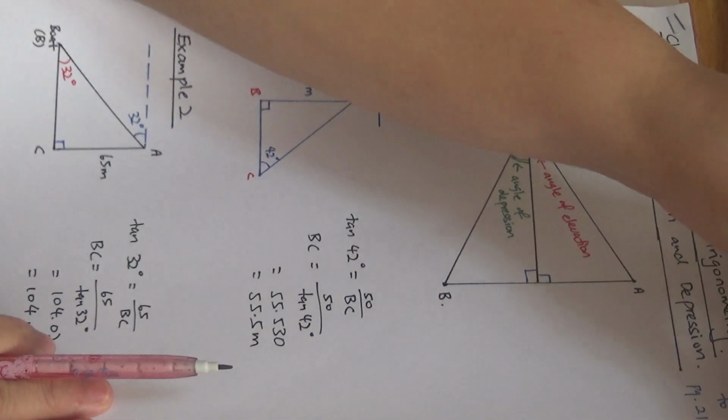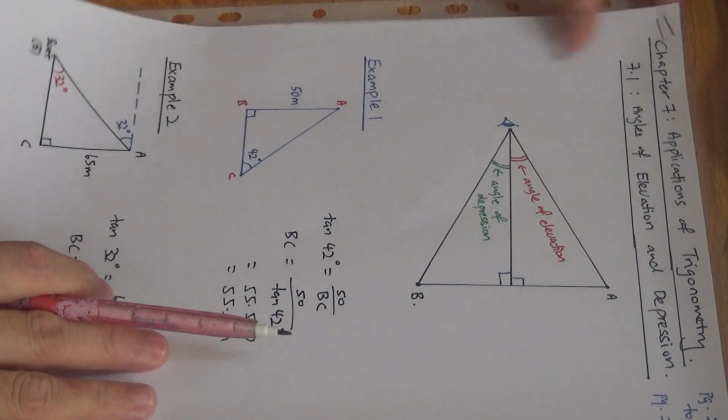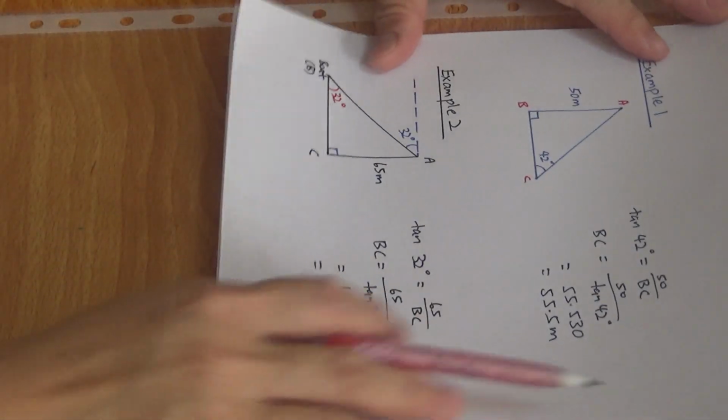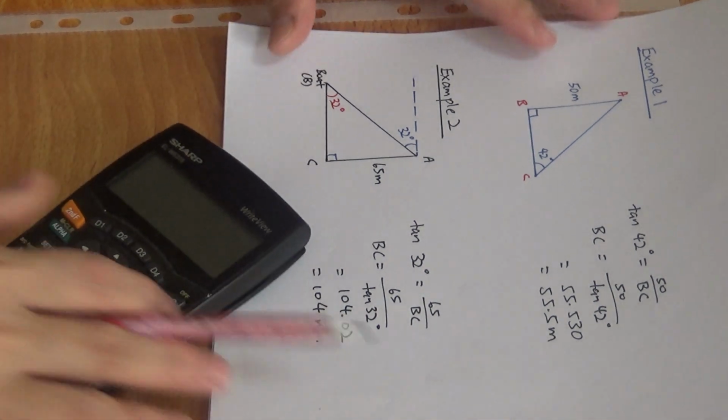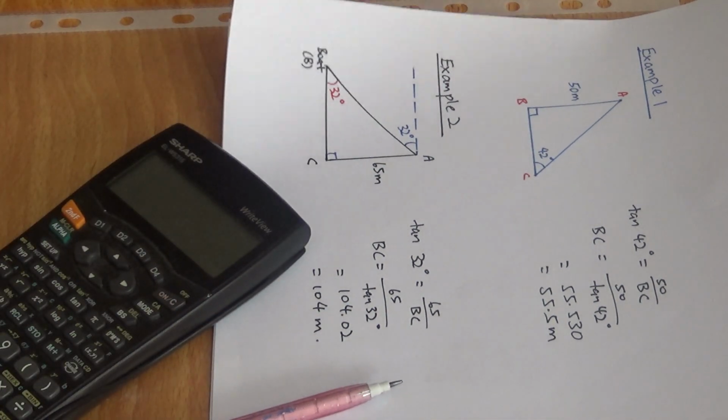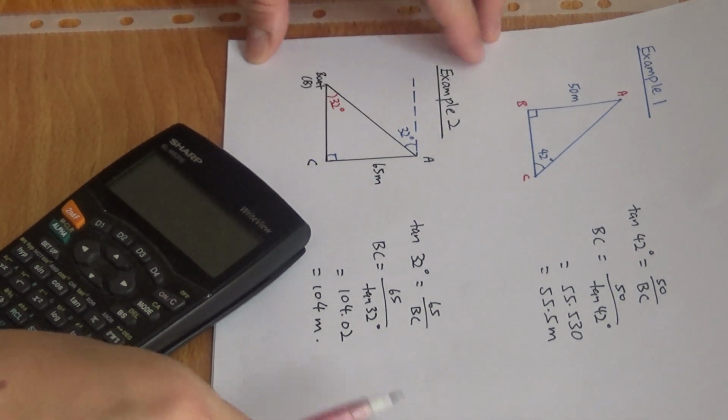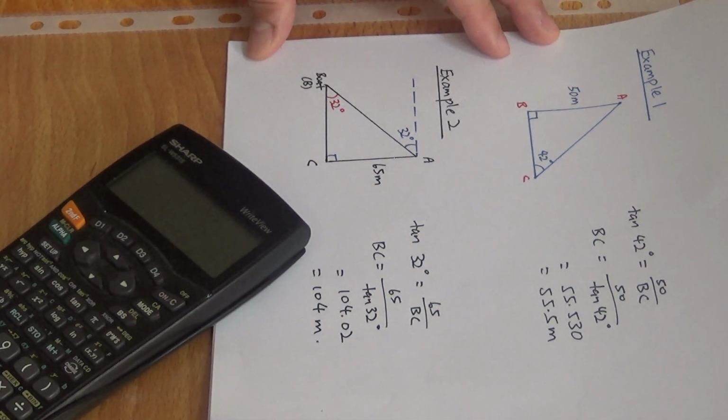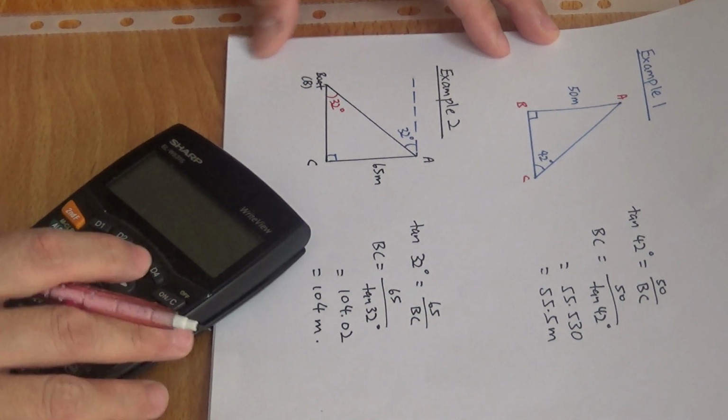Okay, next we are going on to example 2. Now, example 2 says this. There's a cliff of height 65 meters. Given that the angle of depression of a boat from the top of the cliff is 32 degrees, find the distance between the boat and the base of the cliff.